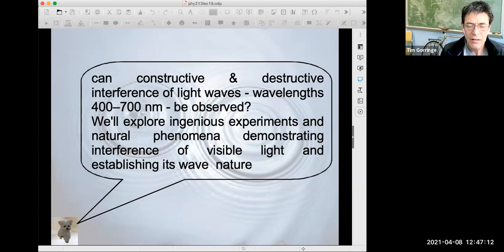Can we observe the interference of light waves? Can we observe the constructive, destructive interference of light waves? And the question is really, can we observe that, remembering that the wavelength of light rays is tiny. Visible light runs from 400 nanometers to 700 nanometers. That's a fraction of a micron. And so you're not going to see those interference patterns with an unaided eye. You need to develop some ingenious experiment to see those interference patterns. And it was those ingenious experiments, like the two-slit experiment I'm going to talk about, that showed that light showed interference patterns and light has wave-like properties.